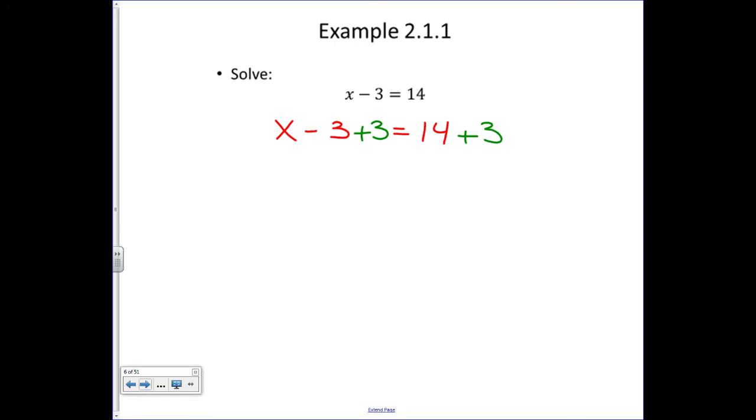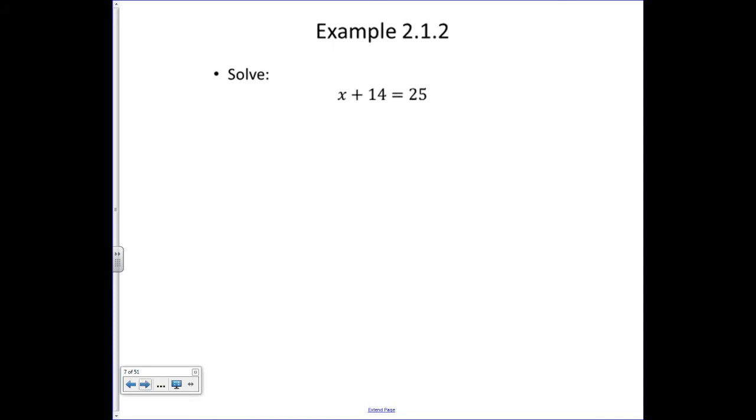well, x minus 3 plus 3, minus 3 plus 3 is just 0, and so we wind up with x, and then 14 plus 3 is 17. And so x has to be equal to 17. So we added the same number to both sides, and by doing that, we were able to get x equals some number. We're able to solve for x. Let's try this again. We now have x plus 14 is equal to 25.